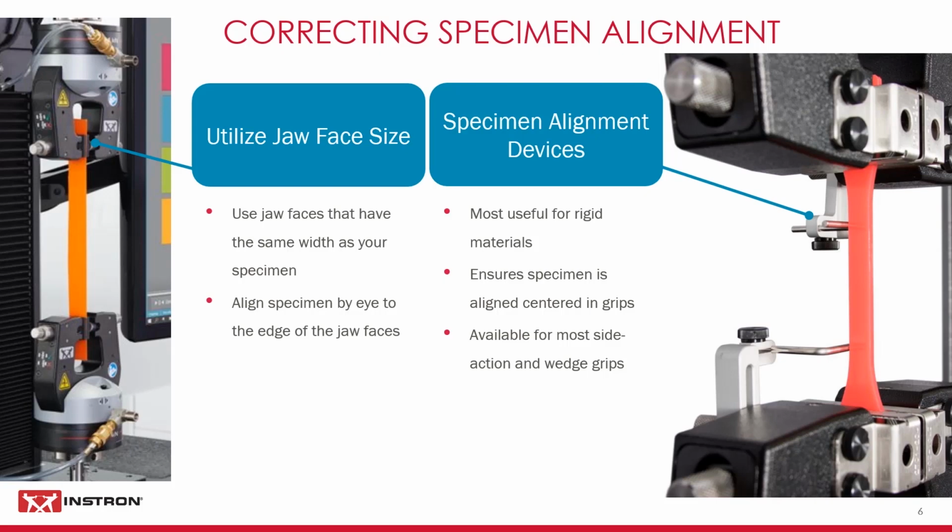This is a minor add-on that will benefit you in two ways. It will decrease variability as well as save time because it's easier to push the specimen against the stops. Our second suggestion is to use jaw faces that have the same width as your specimen at the gripping portion. This will help the operator align the specimen by eye compared to the edges of the jaw faces.